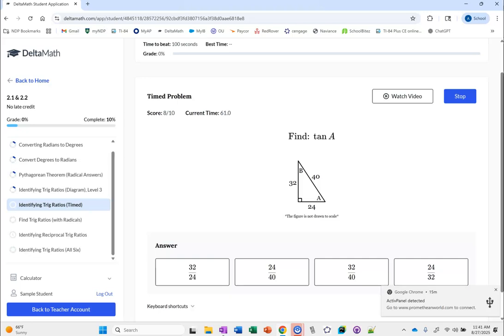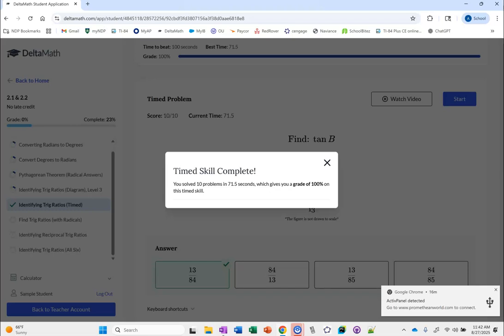Tan of A, opposite over adjacent, 32 over 24. Tan B, opposite over adjacent, 13 over 84. There. You just crank away. If you get one wrong, it makes you restart. If you exceed 100 seconds, it makes you restart.